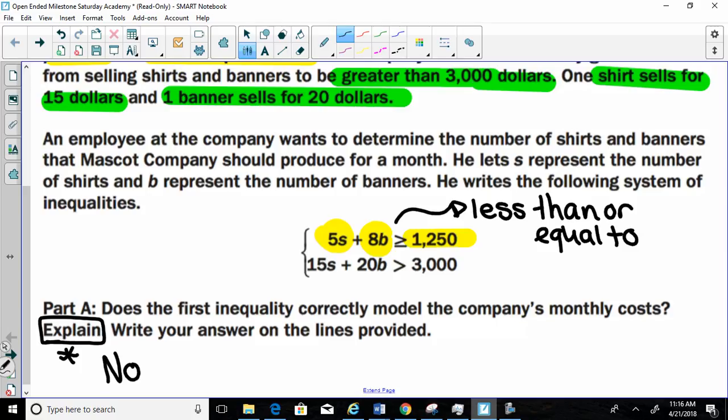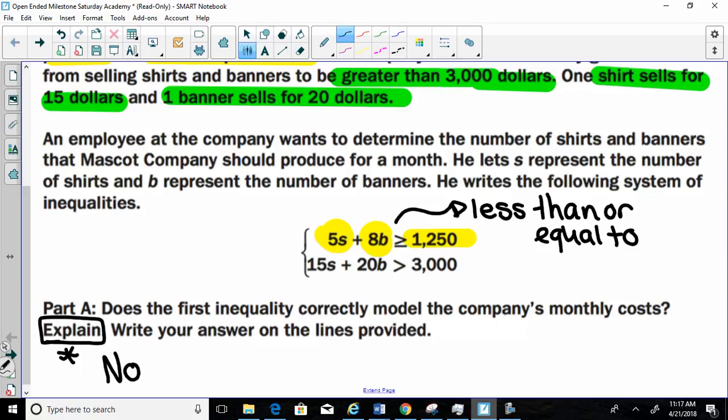So I'm going to show you the answers that Georgia Milestone gives me. And I can put this on YouTube, so if you want to have time to write it down, you can. But we know the first one's no because the inequality sign says greater than or equal to. And we know that no more than means less than or equal to, right?